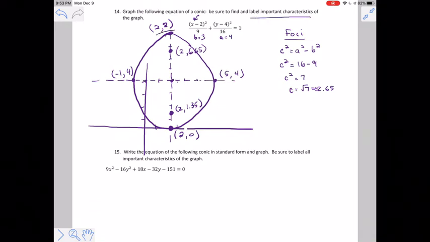And that's what it means by label all important characteristics. We have the endpoints of the major axis, the endpoints of the minor axis, and then the foci. And that's in the case of an ellipse. If this had been a parabola, we would need the focus, the directrix, and the vertex, and 2 other points on the parabola. If this had been a hyperbola, we would need the vertices, the foci, and you'd have to draw in the slanted asymptotes.